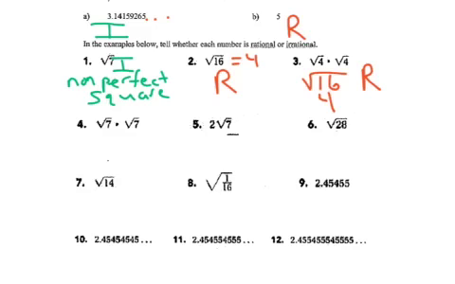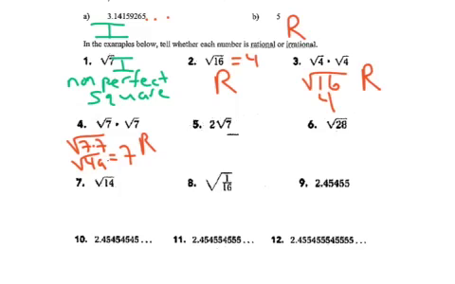Number 4. If I take the square root of 7 times the square root of 7, well, 7 times 7 is 49, and the square root of 49 is just 7. Since that number is a whole number, it stops, it is rational.